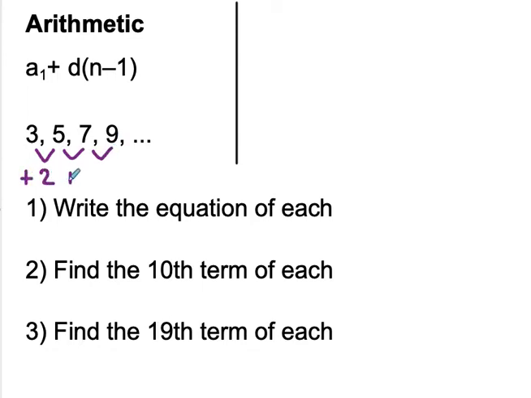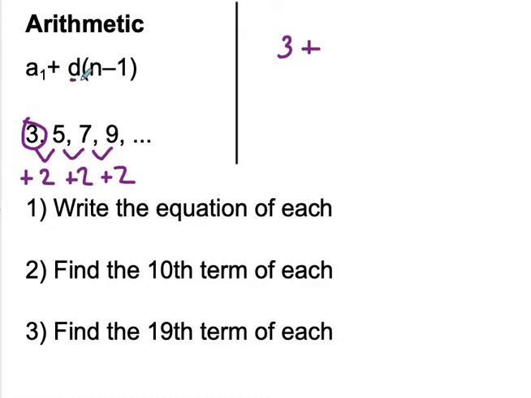3 plus 2 is 5. 5 plus 2 is 7. 7 plus 2 is 9. So let's go over here and just fill in the information that we have. My A1 value, if you'll recall, is our first term. In this case, my first term is 3. Let's write that down first.